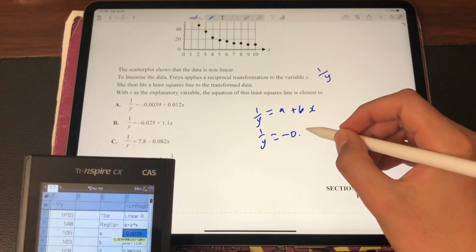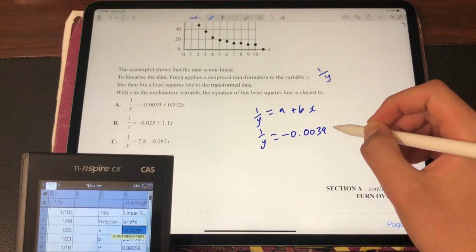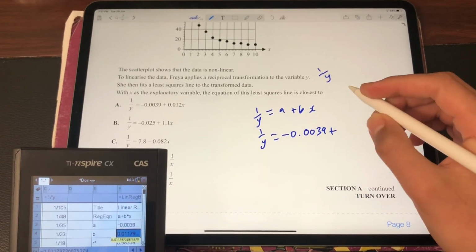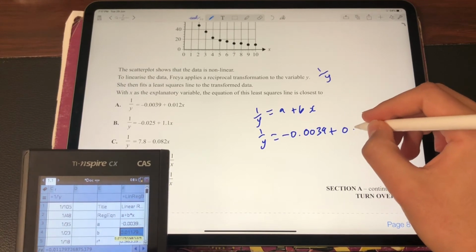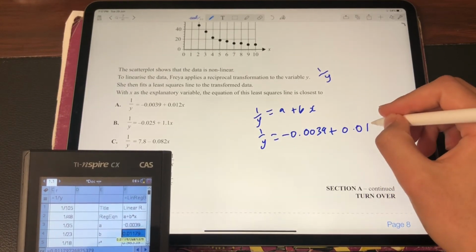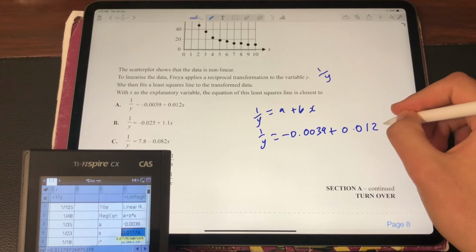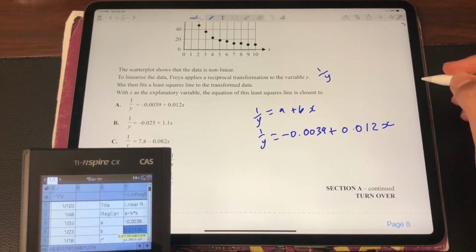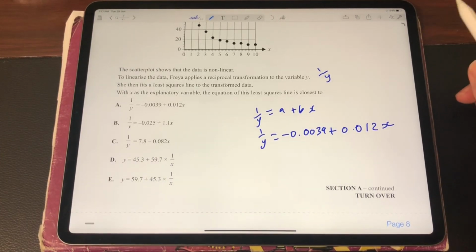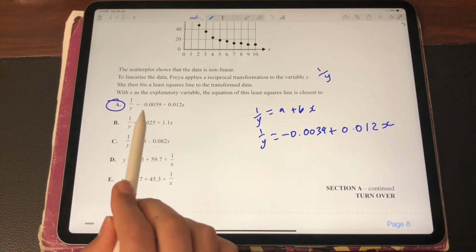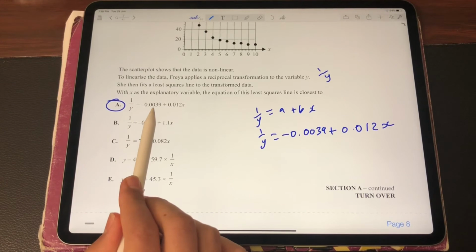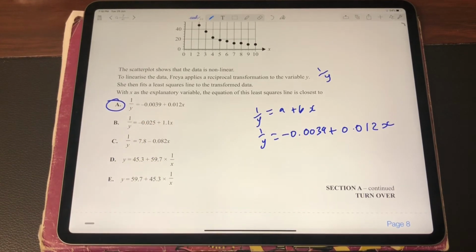negative 0.0039. And the value of b is 0.012x. So we look at the options we have, and therefore A is the correct answer. 1 on y equals negative 0.039 plus 0.012x.